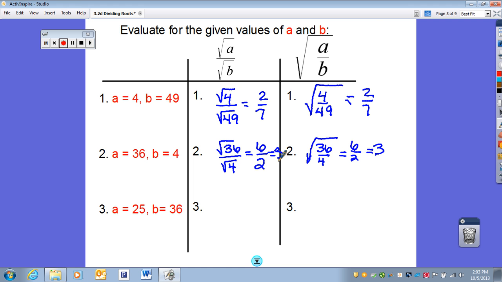Let's try one more example. Let's take the square root of 25 over the square root of 36. I can take the square root of each the numerator and denominator separately, or I can take the square root of the fraction as a whole. 25 over 36 would be 5 over 6 when I take the square root.